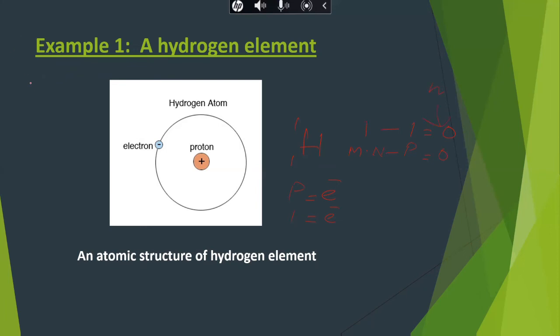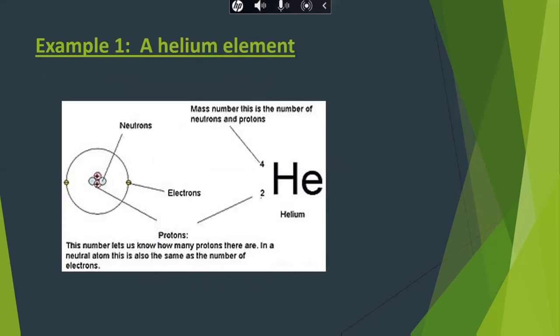Let's take another example. Helium. See, the mass number of helium is 4 and the proton number of helium is 2. Can you tell me the number of neutrons? Proton number is 2. Mass number is 4. Neutron number, I don't know. So can I say that if I subtract the proton number from the mass number, the answer will be 2? The number of neutrons will be 2. Yes, I can say this.